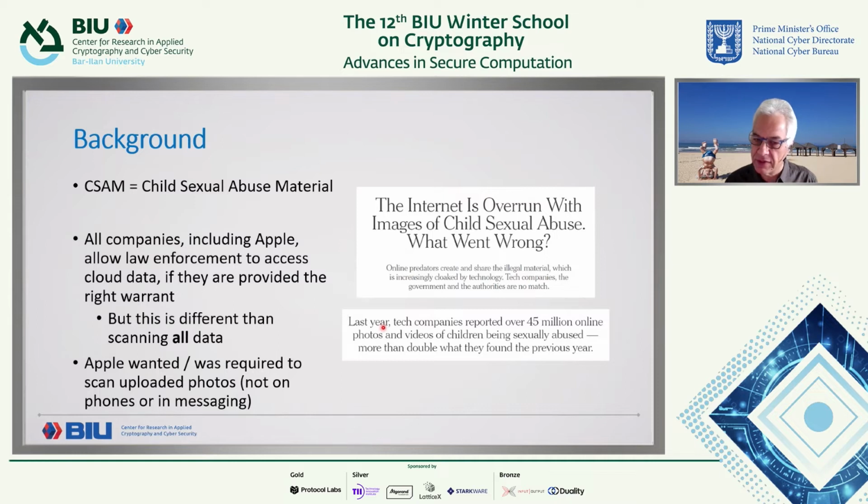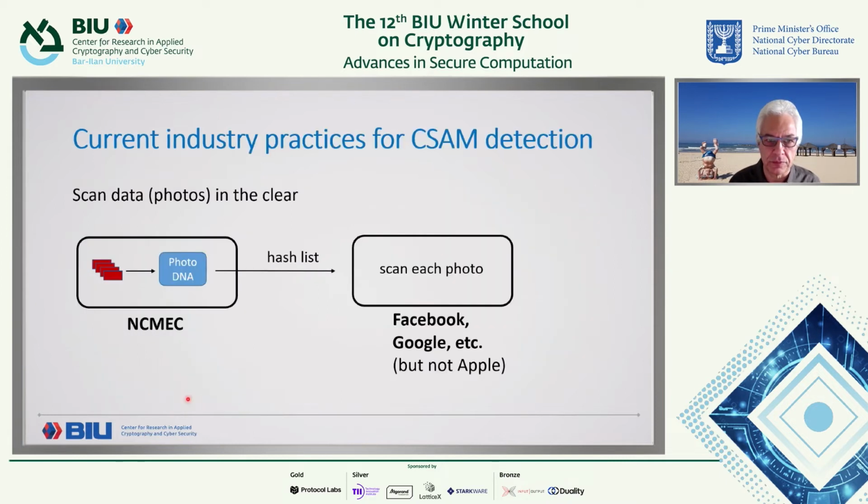So what happened in previous years, it was reported that Facebook found 20 million such photos, and Apple only found 250 such photos last year. So, of course, it's the case that Apple was not searching for these photos because they didn't want to search photos unless they get a court order. Also, what we're going to discuss here is not about searching for photos in phones or in messaging apps. It's only about photos which are uploaded to cloud storage.